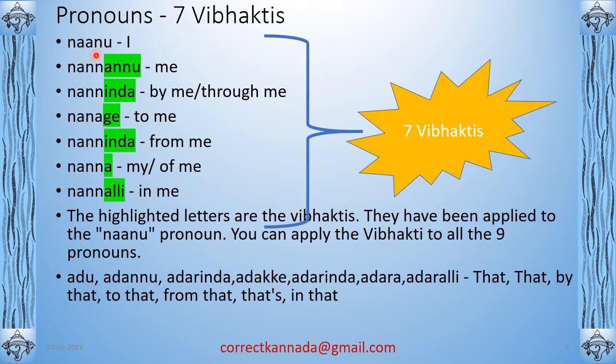For example, nanu is Prathama Vibhakti, I. Nannannu is me, Dvitiya Vibhakti. What it means is he calls me. If you want to say that, then it will be avanu nannannu karetane. Right? He is calling me. So you become the object, he is the subject. So for objects of a sentence, you put the annu suffix, nannannu. He is calling me. They are calling her, right? So that her is avalannu, annu suffix, okay?